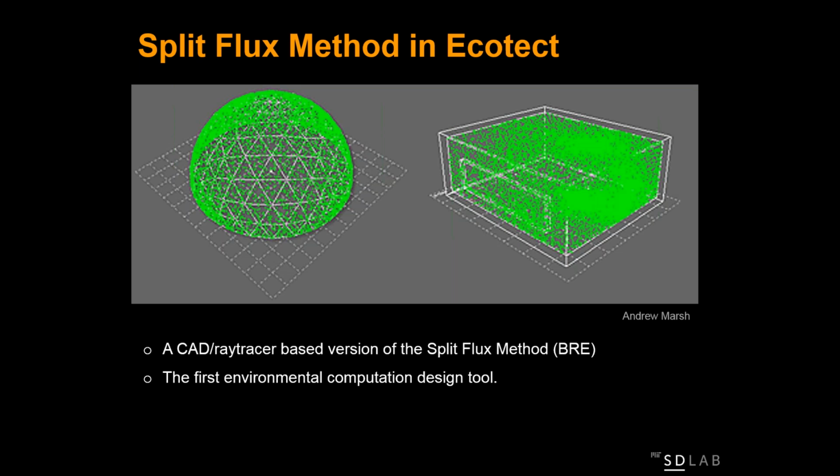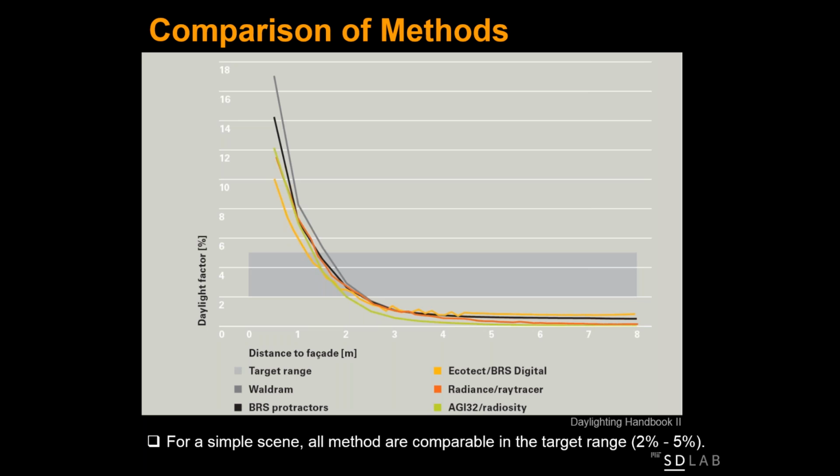And then the genius, in my opinion, really came when Andrew Marsh developed Ecotect in the, I guess, early 2000s, the first real computational design tool. Meaning that if we want very quick feedback and design with these types of methods, we have to speed them up. And he effectively converted the BRS protractor methods into a simple ray tracing approach, where instead of having to do all of these things by hand, you just shoot rays out in all directions and do the calculations that way. And that was very impressive.